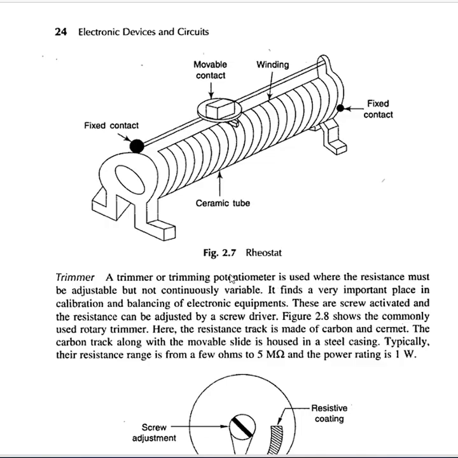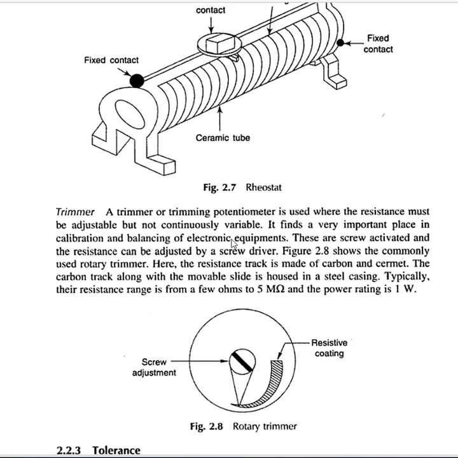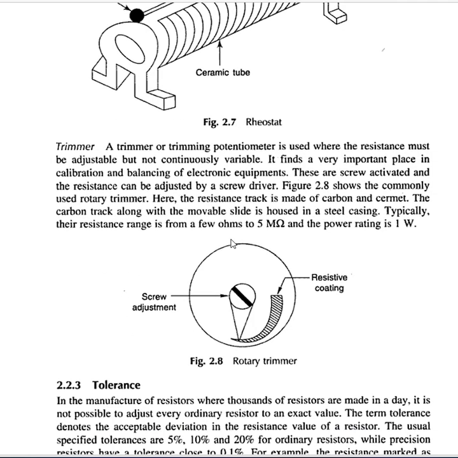Trimmer. A trimmer or trimming potentiometer is used when the resistance must be adjustable but not continuously variable. It finds a very important place in calibration and balancing of electronic equipment. These are screw activated and the resistance can be adjusted by a screwdriver.